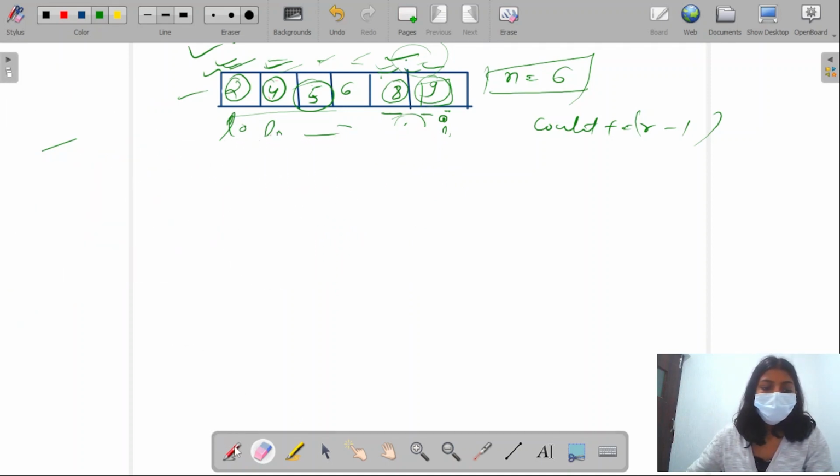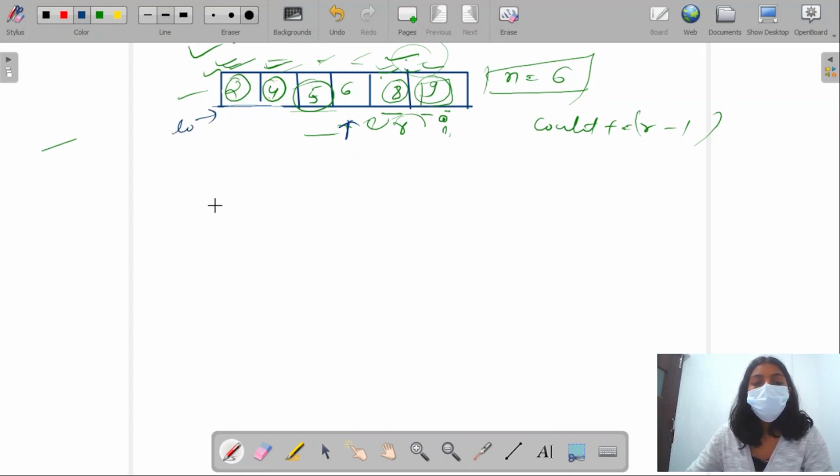Now I decrease my second highest side. Now again, my low is at 0th index. So now I'm decreasing my right, that is my second highest side. It is now 6, and my low here is 2. Now my low is pointing to this. It will check now: is 2 plus 8 greater than 9? Yes, it is. So it is forming a triangle.